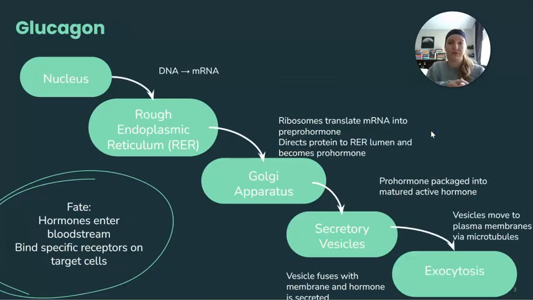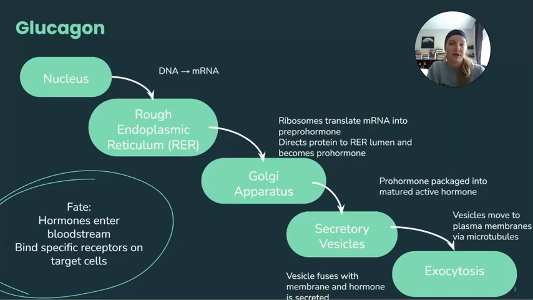The second macromolecule that I chose was glucagon. Glucagon is a hormone that is produced by the pancreas and is used for regulating blood sugar levels. It starts in the nucleus where DNA is transcribed into mRNA. From there, into the rough endoplasmic reticulum, or the RER.